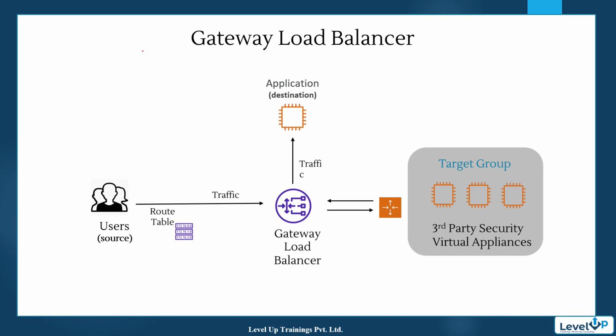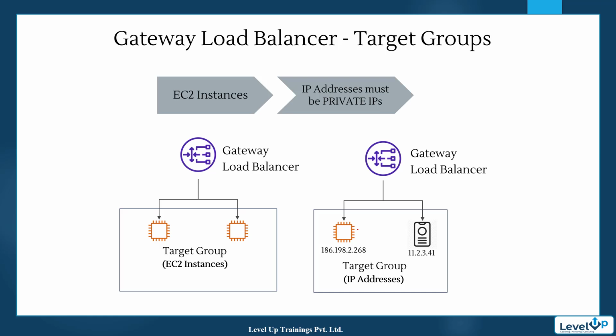Now, if you look into this picture, you can easily understand that all the traffic has to be routed through only one single gate point, which is called the gateway load balancer. There are route tables. All the traffic comes to the gateway, and the gateway decides and securely transfers the data to the application or to a target group. That is what a gateway load balancer is all about. In a gateway load balancer, your target groups can be EC2 instances, or EC2 instances as well as on-premises servers.